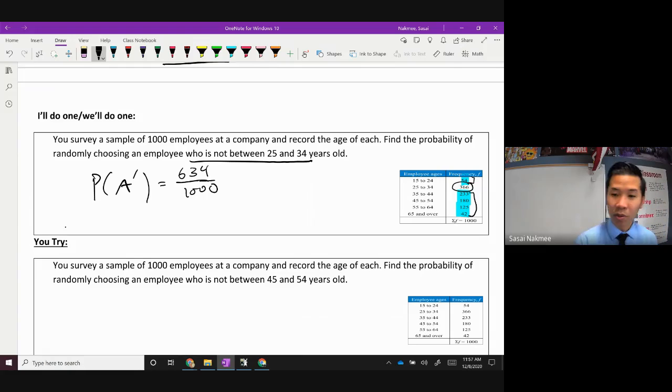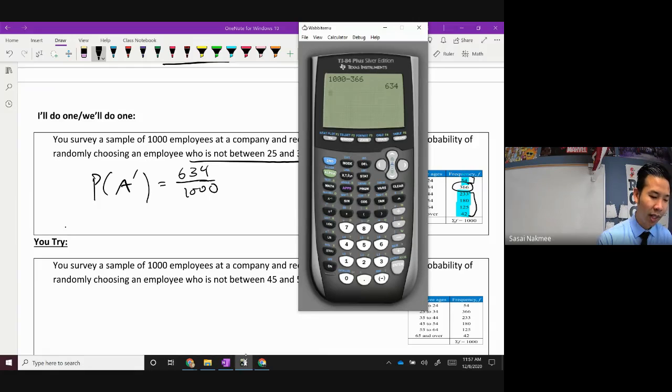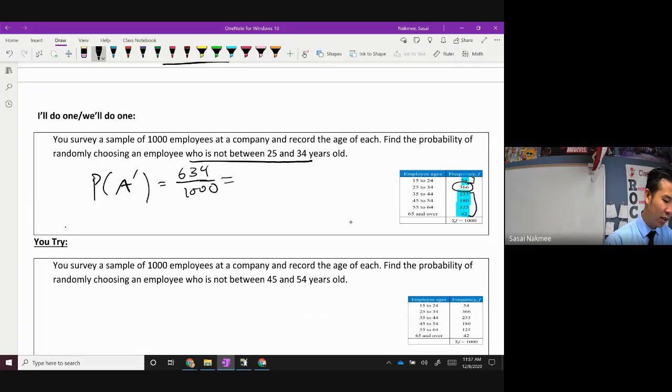If you add those numbers in blue, you'll also get 634. But I did a cheater way by subtracting the number that I care about from the total number that I have there. So that would be it. This as a decimal would be 0.634, and then I'd be done with my answer. And we'll talk more about what the connection is for all that stuff.